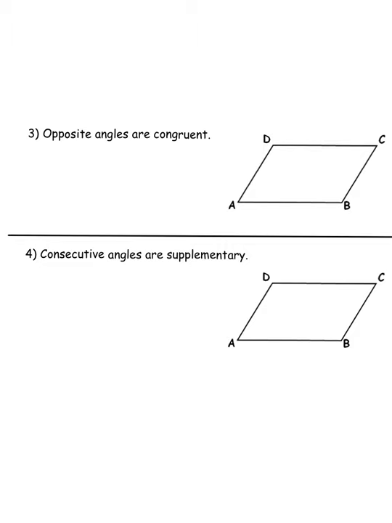The third property is that your opposite angles are congruent, which means angle A is the same as angle C. So angle A is congruent to angle C, and angle D is congruent to angle B.